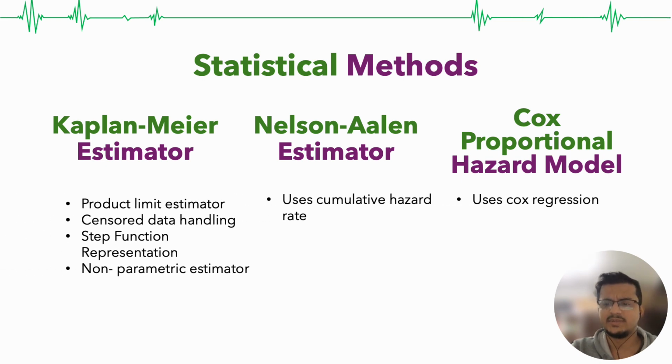The Kaplan-Meier estimator, also called the product limit estimator, is particularly useful when dealing with censored data. It uses the time to event data directly and helps us create a stepwise survival function.